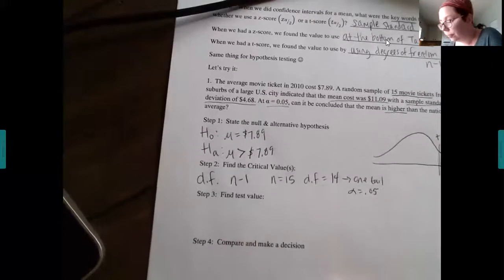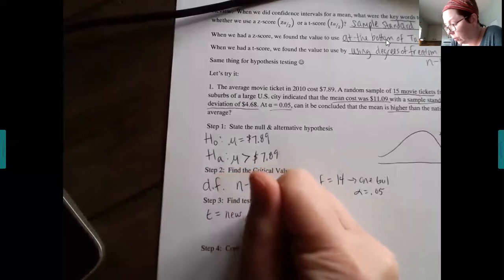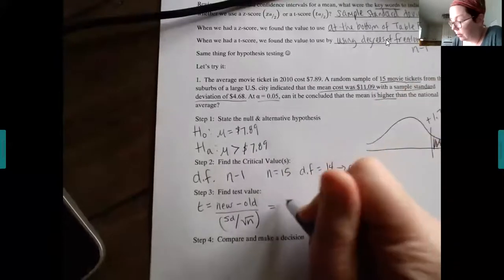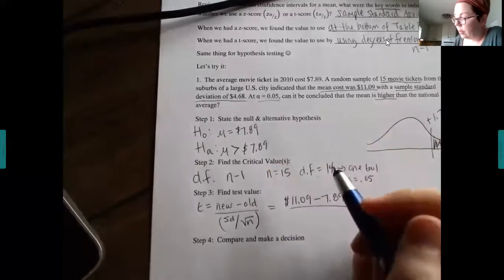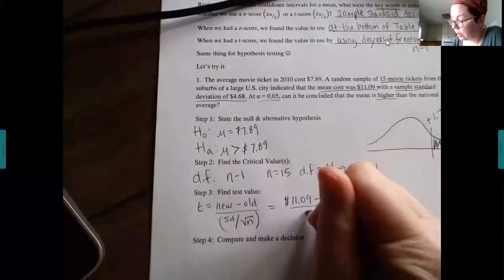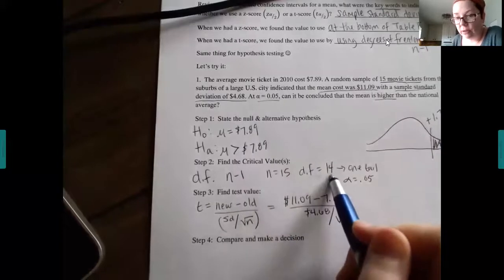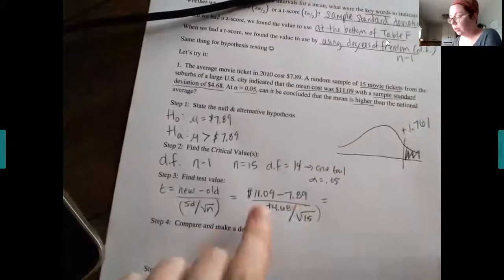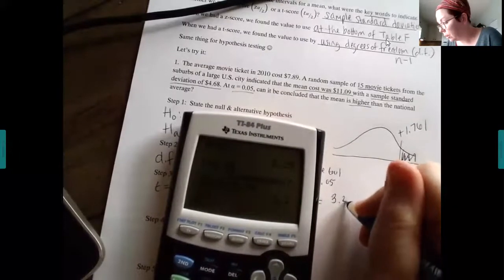Finding the test value is the exact same. They just switch up the symbols a little bit, but again, we're going to take our new minus old mean divided by standard deviation over the square root of n. So our new mean from our sample was $11.09 minus our old, which should be up here. And then down here, the sample standard deviation is $4.68 divided by the square root of n. Now, just be careful. It's tempting to accidentally put this value in, but it's still the n value of 15. And do the top. We'll get 3.2 or $3.20.